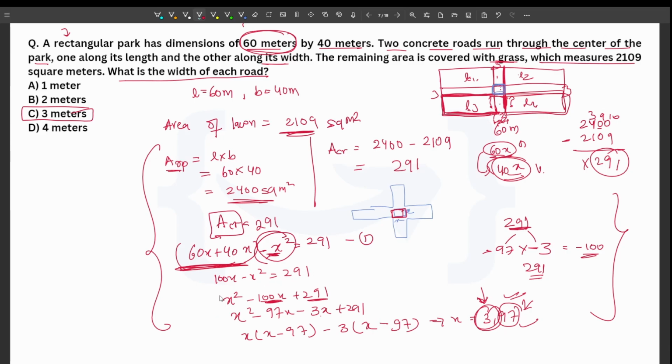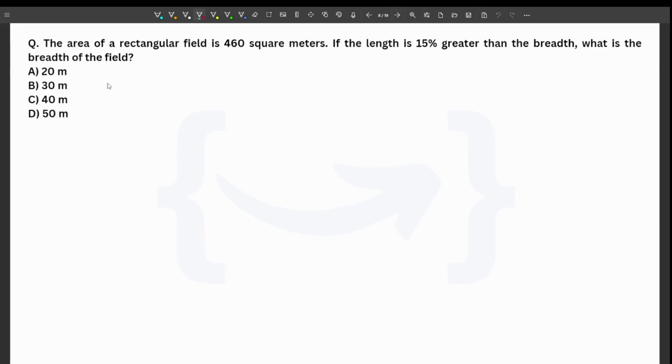So now what is the next thing we need to do? We need to do the next problem, isn't it? The area of a rectangular field is 460 square meters. If the length is 15% greater than the breadth, we don't know about the breadth. So in this particular case, why don't I take the breadth as 100%? Because if you remove the 100, it will eventually become 1, because 100% divided by 100 becomes 1. So I took my breadth as 100%.